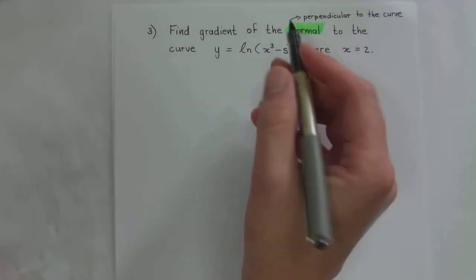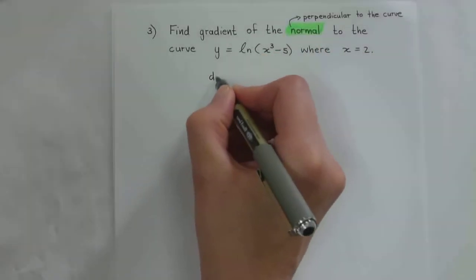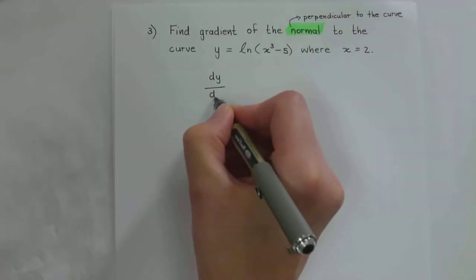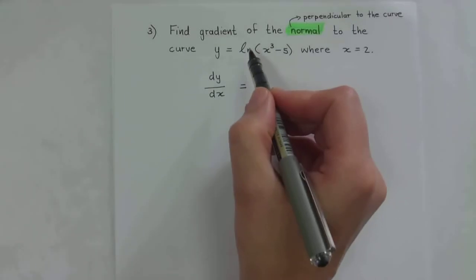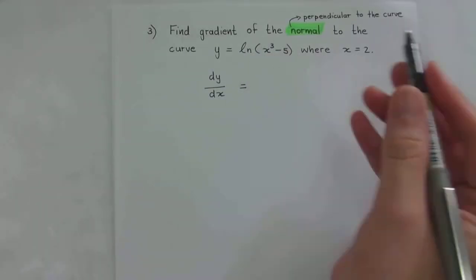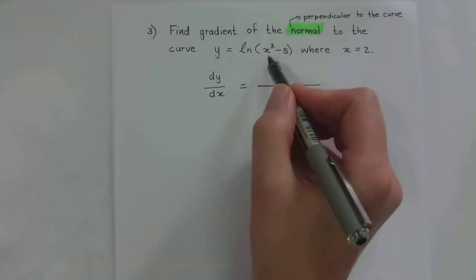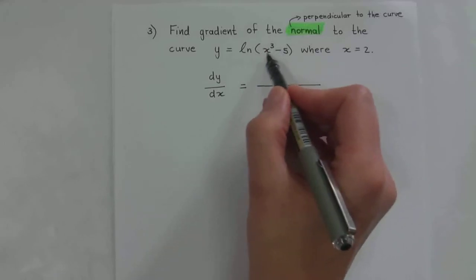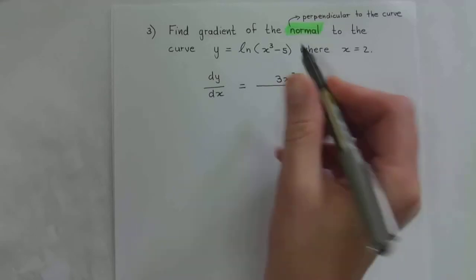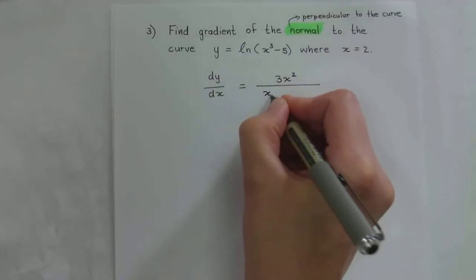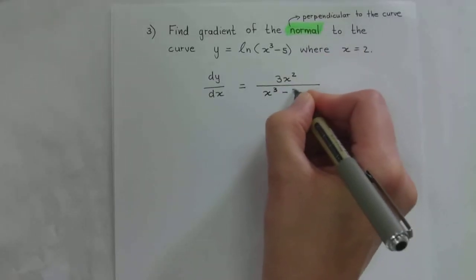So in order to do that, I'm going to say dy over dx is then equal to, and this is again just the ln of an inside function. If you recall, the ln of an inside function is the derivative of the inside function, which is 3x squared, divided by that inside function, so x cubed minus 5.